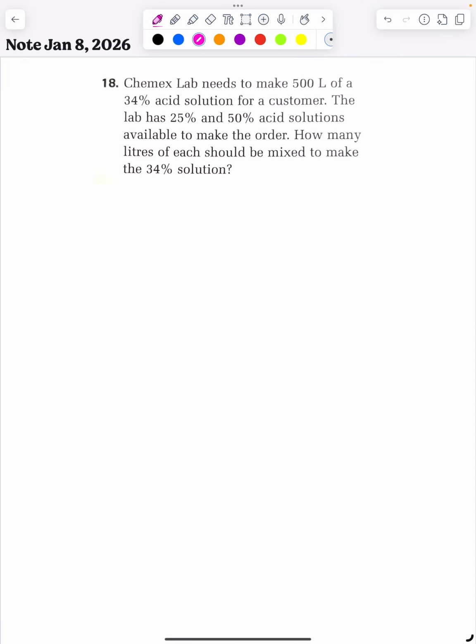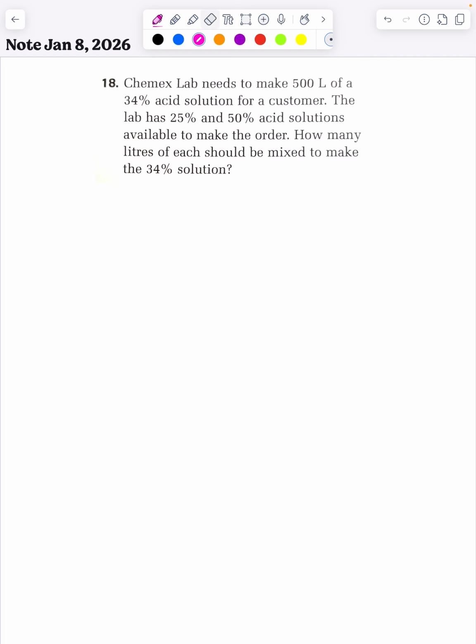Chemix lab needs to make 500 liters of a 34% acid solution for a customer. The lab has 25% and 50% acid solutions available to make the order. How many liters of each solution should be mixed to make 34% solution?